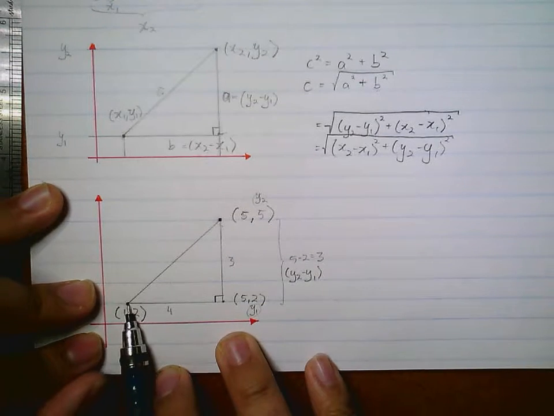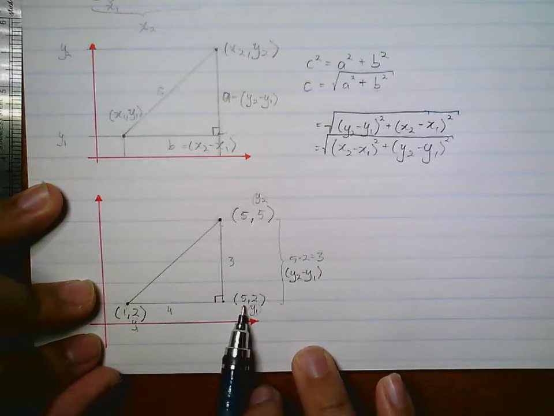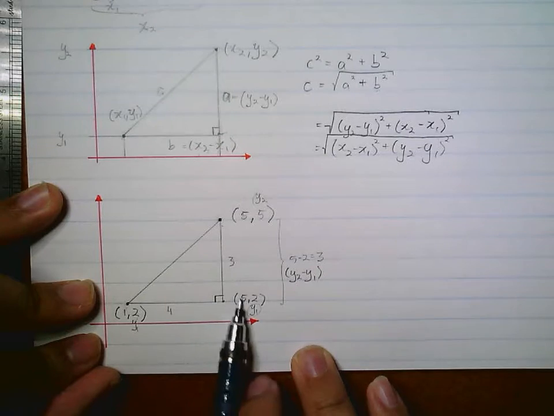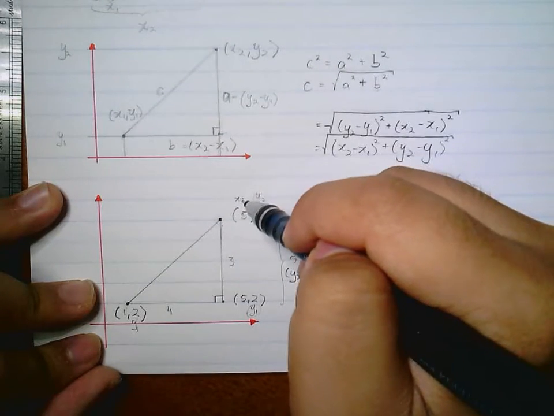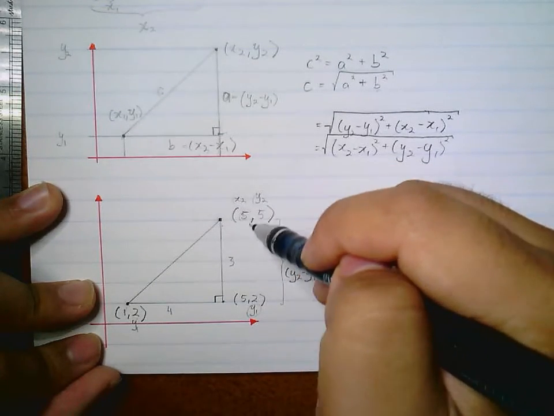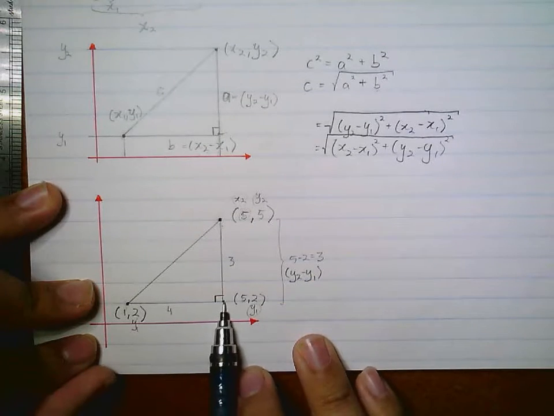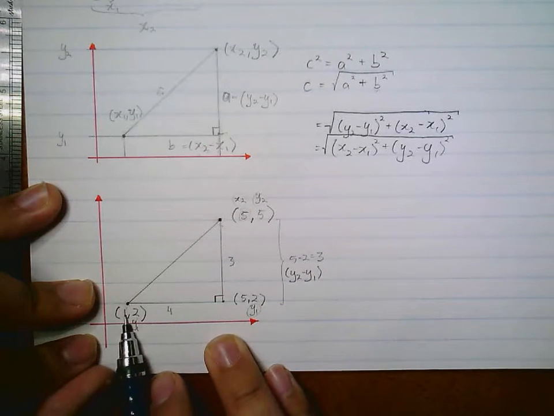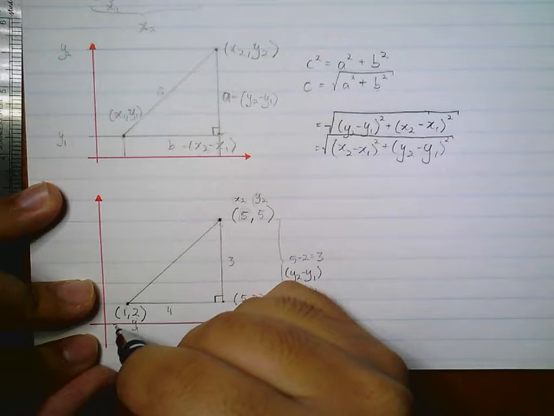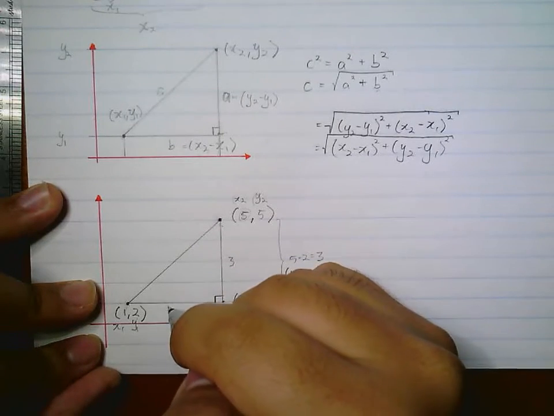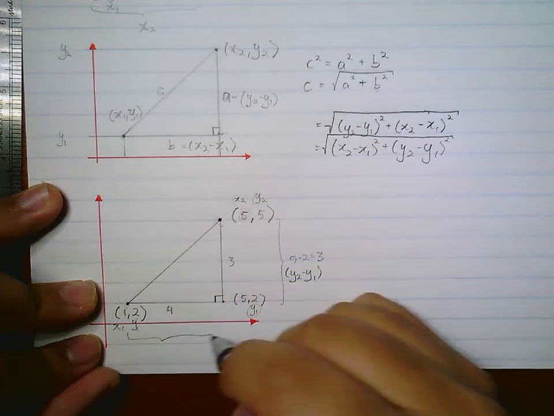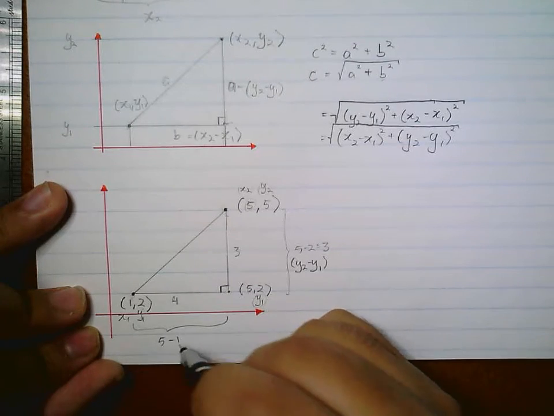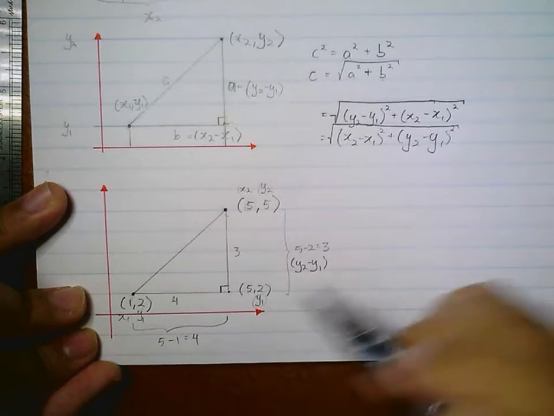And this one here, it has x2, 5 take away x1, which is 1. That's x1. So that is actually 5 take away 1, which is 4.